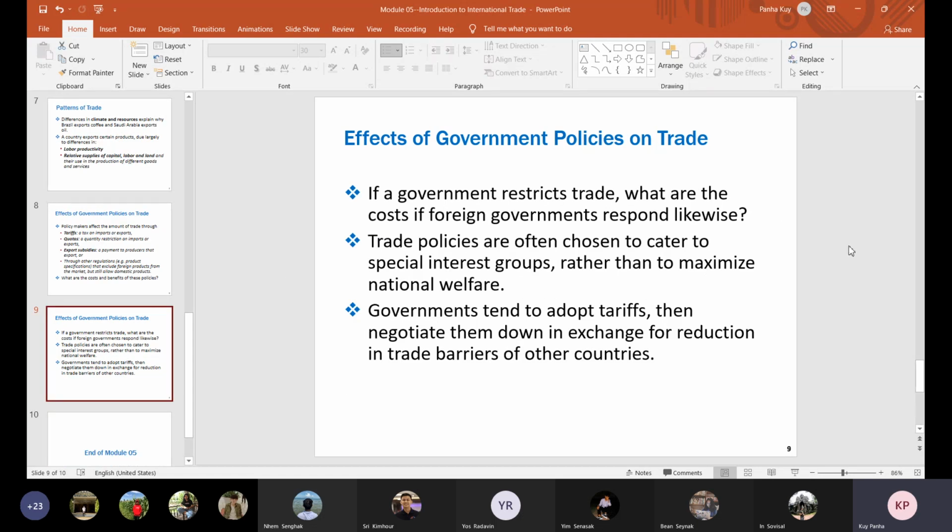So, if a government restricts trade, what are the costs if the foreign government responds likewise? See, that is what I discussed with you about the reciprocal concept. So trade policy is often chosen to cater to special interest groups, rather than to maximize national welfare. If you look at trade policy, normally it aims to cater the benefit to a special group only. Also, governments tend to adopt tariffs, then negotiate them down in exchange for a reduction in trade barriers of other countries.